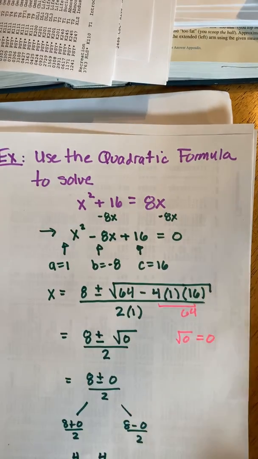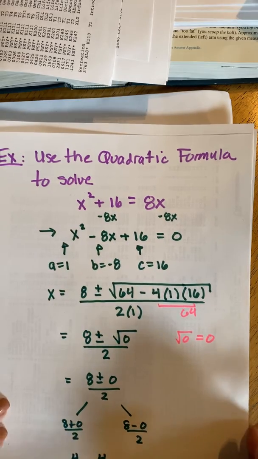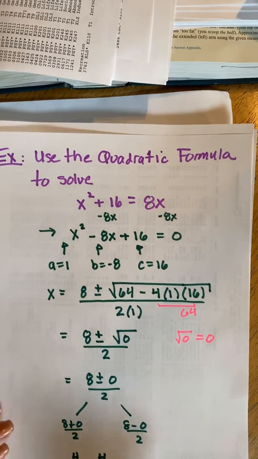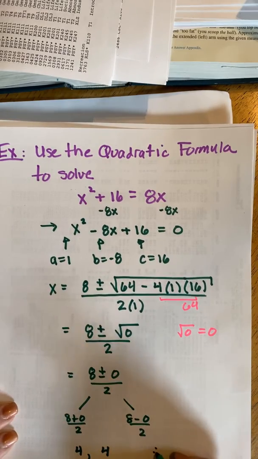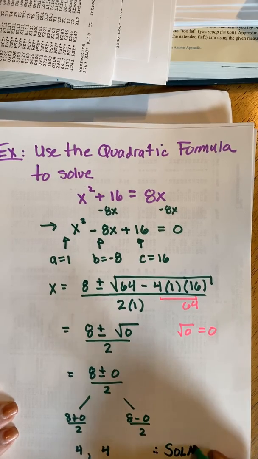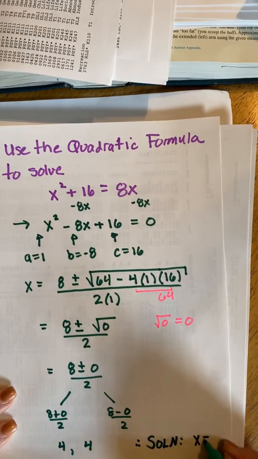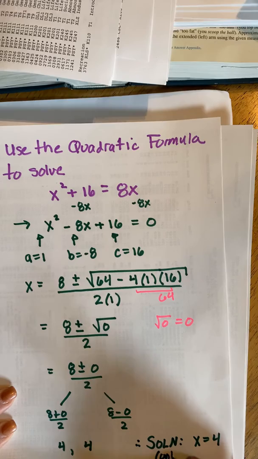Sorry, I'm getting ahead of myself. So in this case, we have one solution to the quadratic equation x squared plus 16 equals 8x, and the only answer would be 4. So x equals 4 is the only solution.